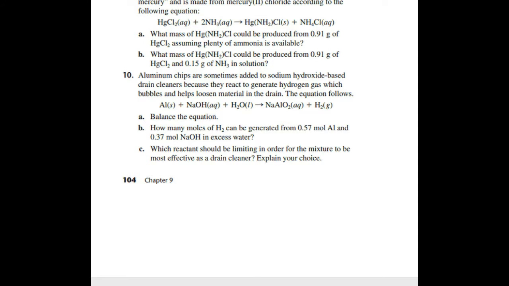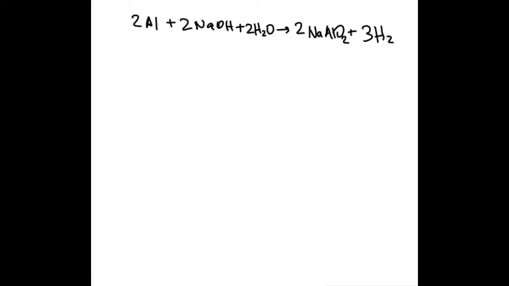For question 10a, the balancing of the equation as it stands, the coefficients for everything should be as follows for the balanced reaction. With question 10b, it tells you that you have a different amount of moles for aluminum and sodium hydroxide. You have 0.57 moles of aluminum and 0.37 moles of sodium hydroxide, and it's asking for how much H2 it produces. So first you need to figure out, based off of the 2 moles you have, which is the limiting reactant, and we do that the same way.